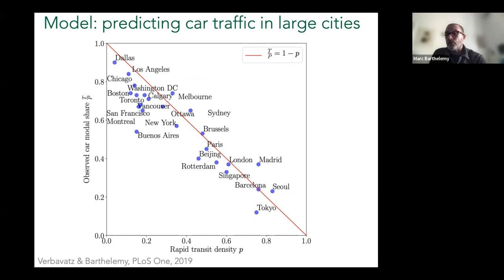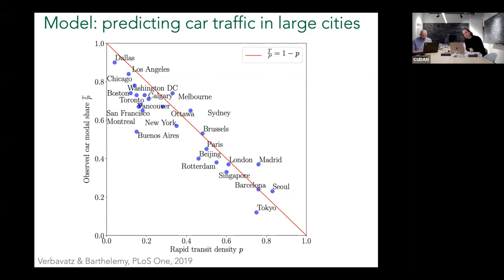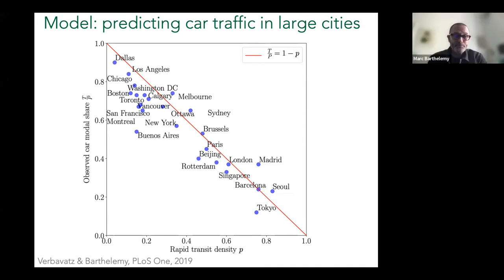So they came back to the car. And in most large cities, we saw the car traffic jumping and the share in public transportation decreasing. So this was a terrible fact for the public transportation cities. Well, in fact, they actually came back to bike too.